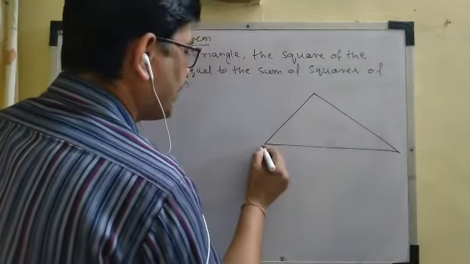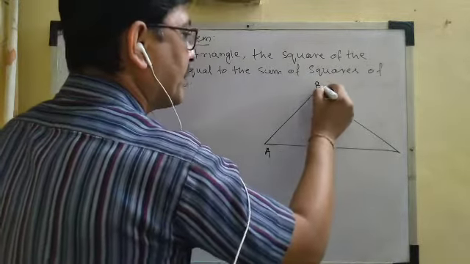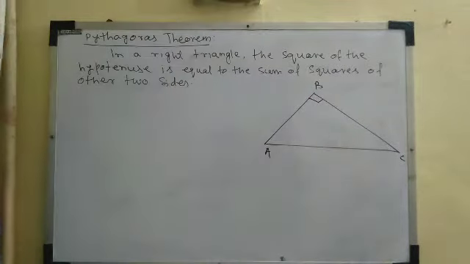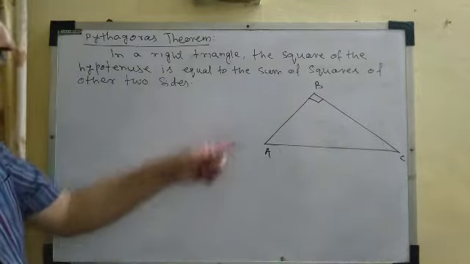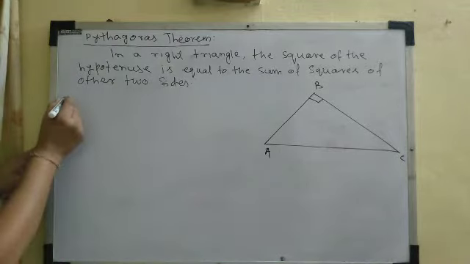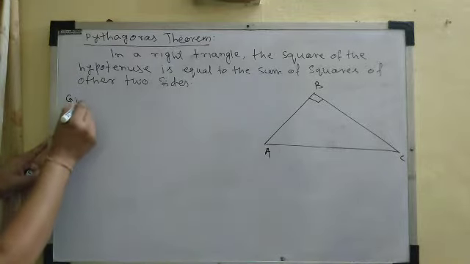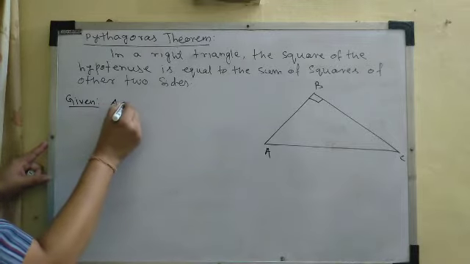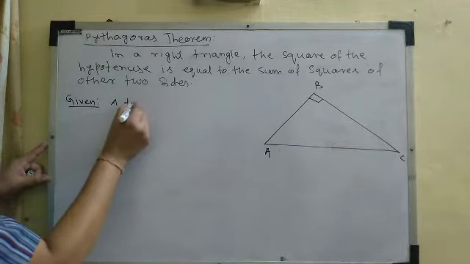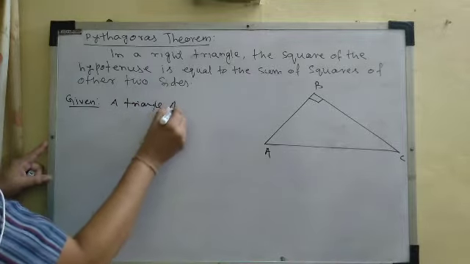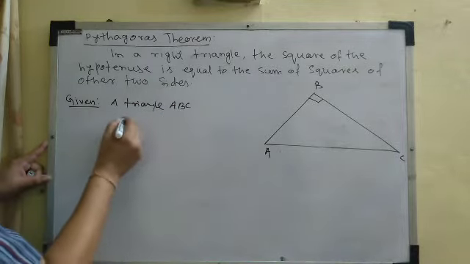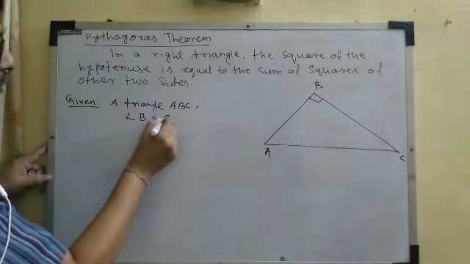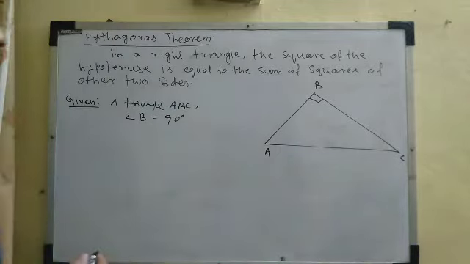Suppose ABC be any right triangle, right angle at B. So let us write the given. A right triangle ABC in which angle B is equal to 90 degree. So a right triangle is given.